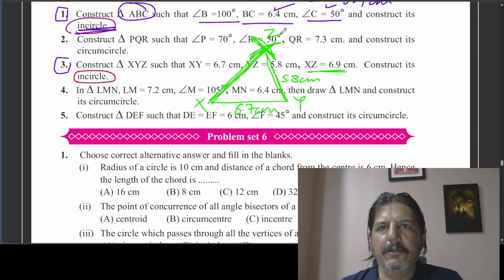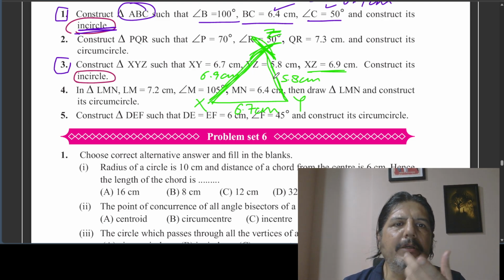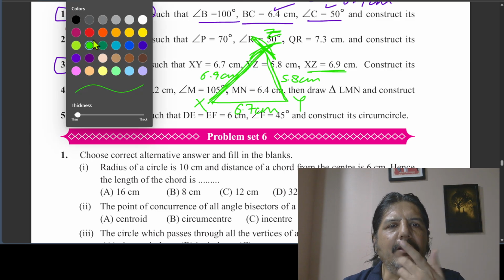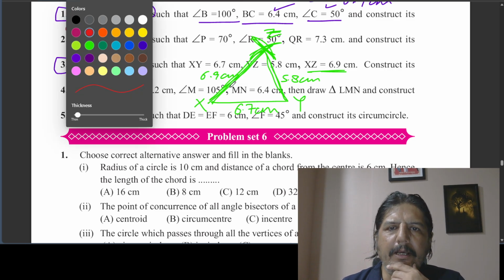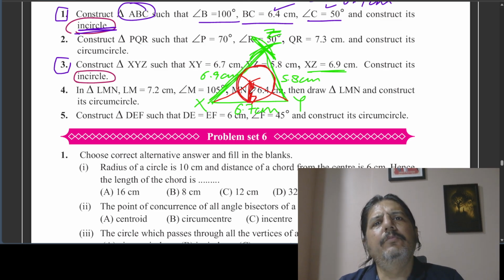This is Z. So YZ is 5.8 centimeter. XZ is 6.9 centimeter. Yeah. So I have this triangle. Once I have this triangle, then I'll be drawing the incircle. For incircle, the same process. An angle bisector here, an angle bisector here. Draw a perpendicular here. Measure this, then draw an incircle here. So I hope this is clear.